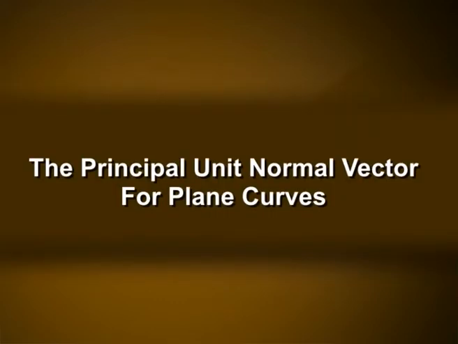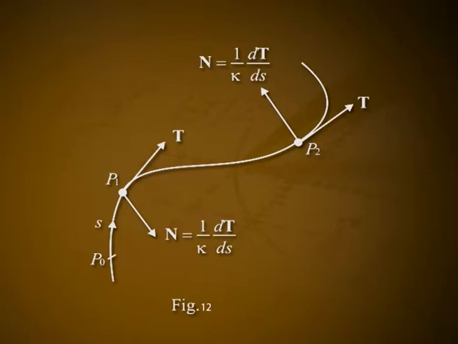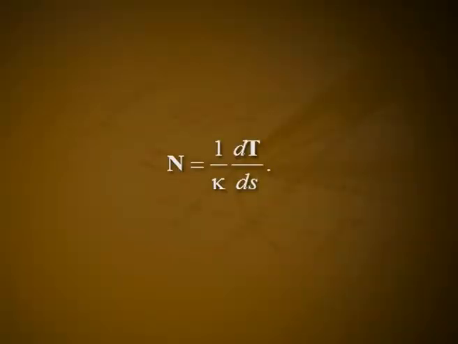The principal unit normal vector for plane curves. Since T has constant length, the vector dT/ds is orthogonal to T. This conclusion uses the result: if u is a differentiable vector function of t of constant length, then u dot du/dt equals 0. Therefore, if we divide dT/ds by its length kappa, we obtain a unit vector orthogonal to T, figure 11, and is given in the following definition. At a point where kappa is not equal to 0, the principal unit normal vector for a curve in the plane is N equals 1/kappa dT/ds.